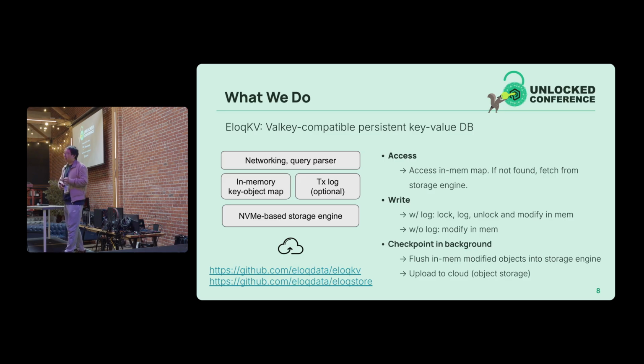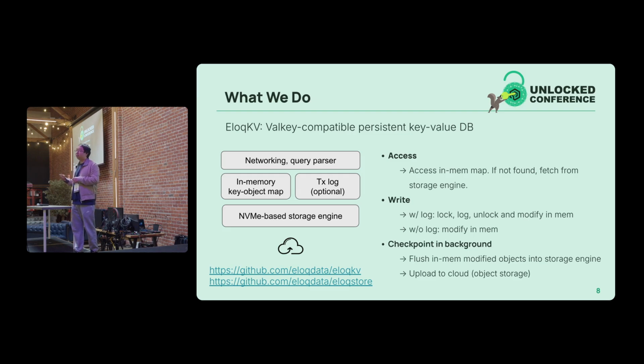OK, so we have the new hardware, we have some new tools, and we have some guidelines. So what can we do about it? This is a project we've been building at EloqData, called EloqKV, which is a Valkey-compatible key-value database. It's a persistent database based on NVMe. Architecture-wise, most modules sound familiar. You can find similar modules in Valkey or other databases.